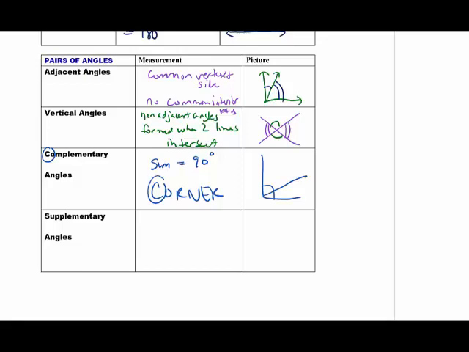And our next one here is supplementary angles. Supplementary goes with the word straight, and a straight angle from above is 180 degrees, but since we're dealing with pairs of angles, the sum is 180 degrees. So I would have a straight line that's split with a ray, and it creates two adjacent angles that form that straight line and give you a sum of 180 degrees.